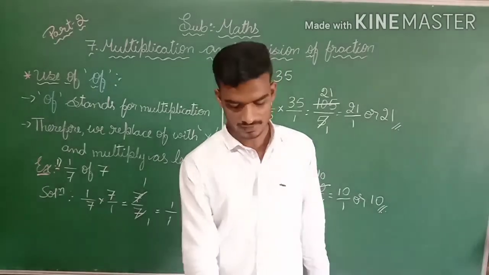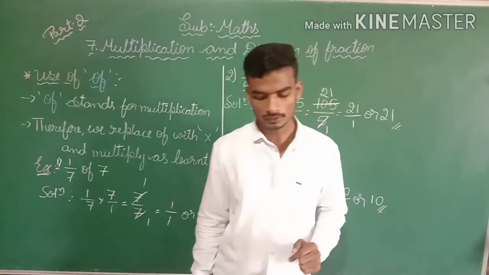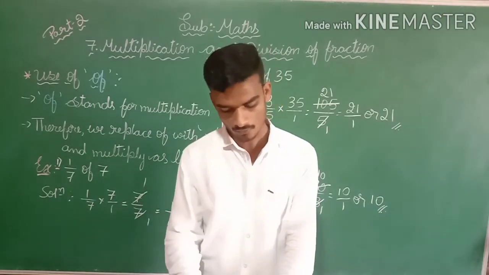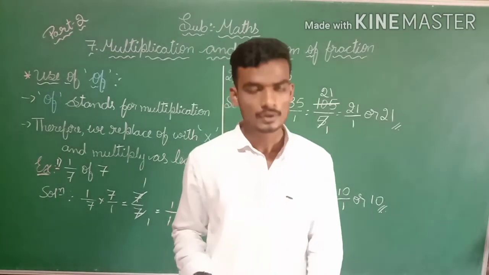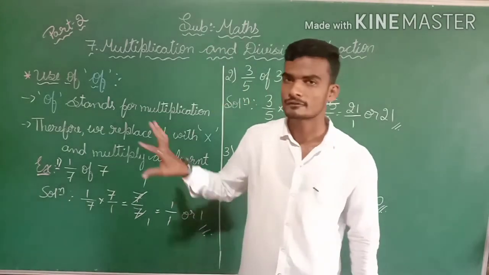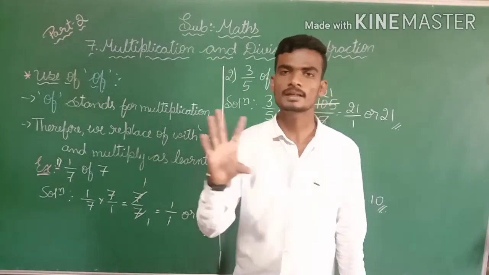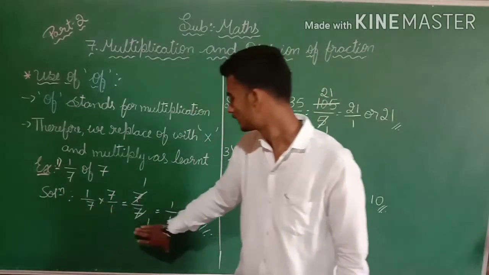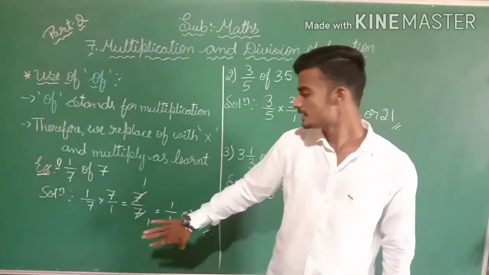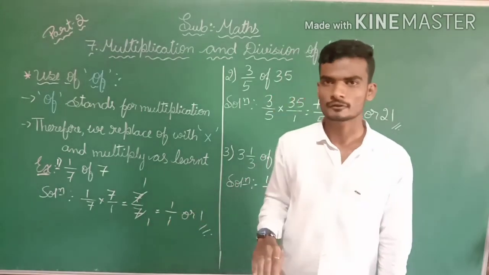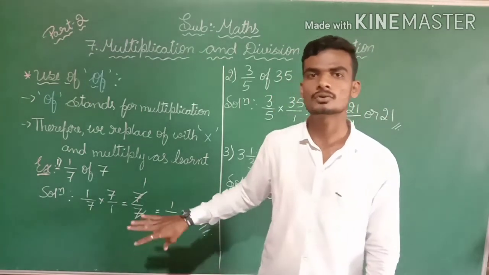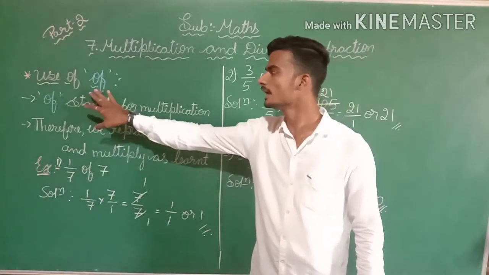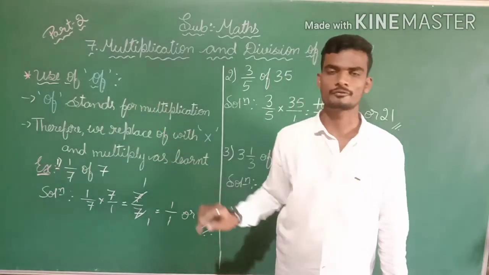Dear students, in exercise 7.1 we have solved all the mains. Okay, A main, B main, C, D, E. These all 5 mains we have solved. Okay, few problems I have solved here, and the remaining few problems you have to solve on your own by writing all these problems in your rough notebook. Then you can get an idea how to solve the other problems. Okay, this is all about the use of "of".